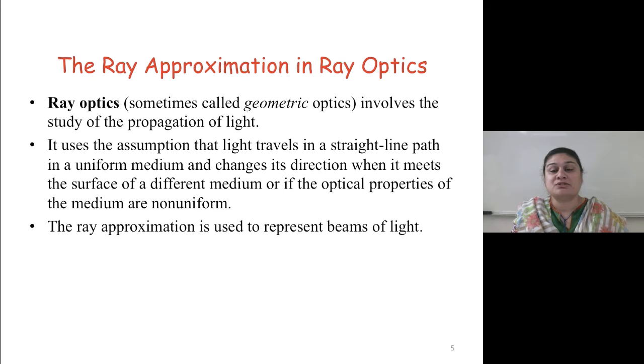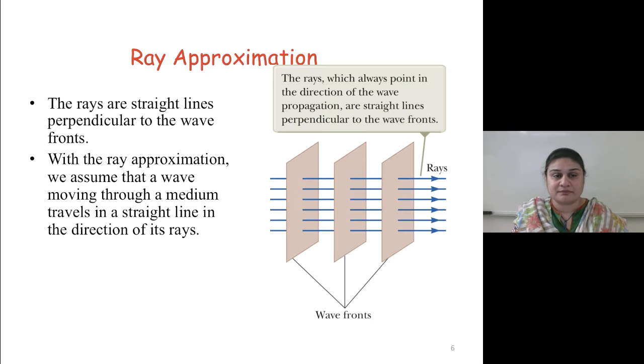Ray approximation is used to represent beams of light. Rays are straight lines perpendicular to the wavefronts. With the ray approximation, we assume that the waves moving through the medium travel in a straight line in the direction of its rays. So for example, if you were to consider rays traveling forward, light rays, the wavefronts would be these, and then the rays would go forward in the direction.